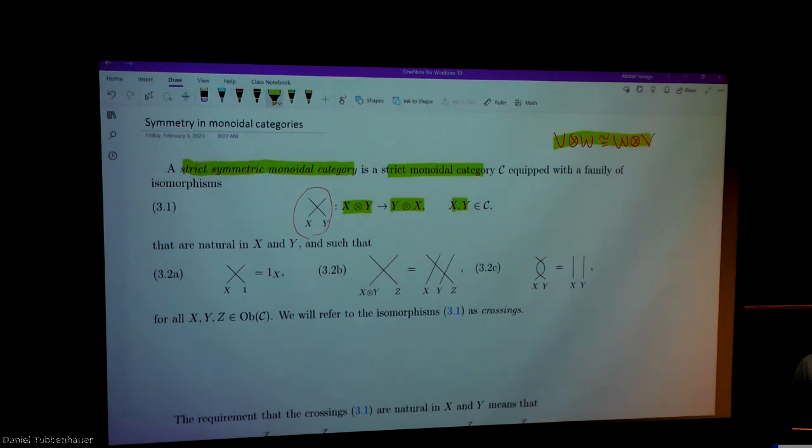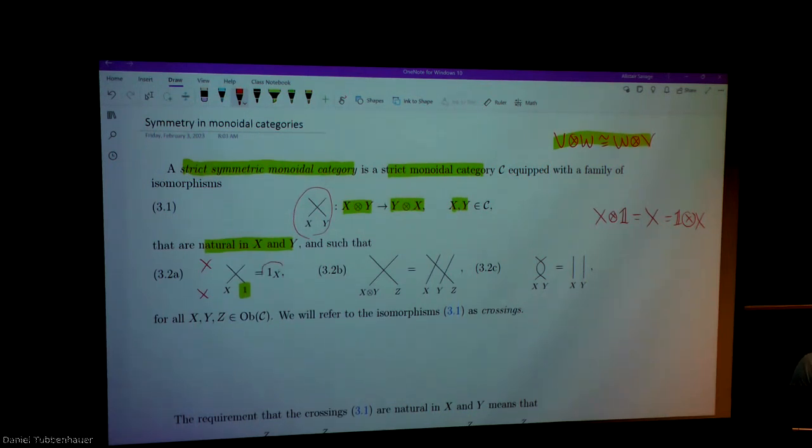And we need some axioms for this to satisfy. First of all, we need these crossings to be natural in x and y. I'll discuss that a little bit more in a minute. What are some other axioms we require? Let's say that one of these objects is actually the unit object. Remember that part of our axioms of a strict monoidal category is that any object tensor the unit object is actually equal to that object itself, not just isomorphic, but actually equal. And same thing in the other direction. So here the domain is x tensor 1, so that's just x. The codomain is also x because it's 1 tensor x. So this left-hand side is really a morphism from x to x.